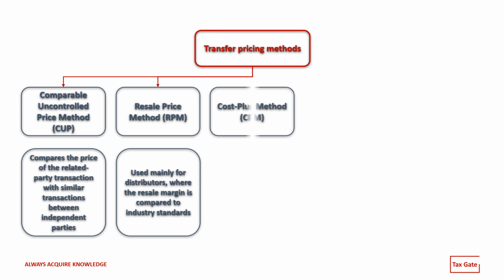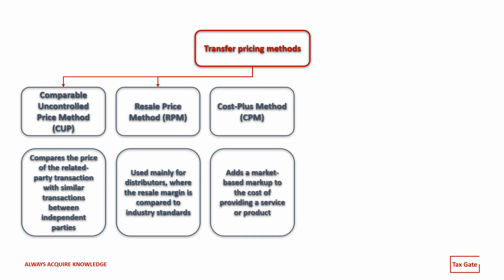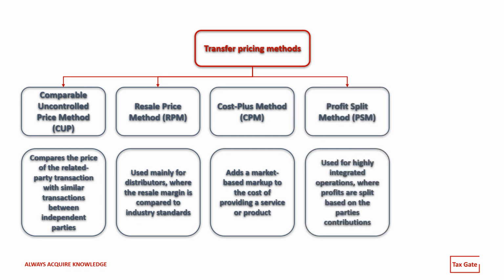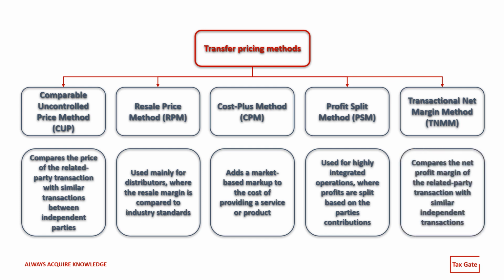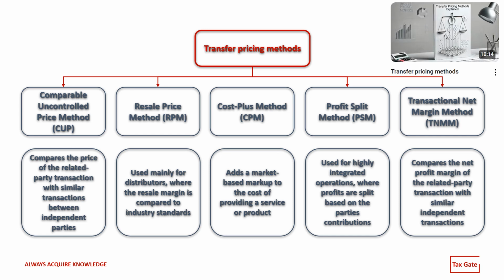The cost-plus method. This method adds a market-based markup to the cost of providing a service or product. The profit split method, used for highly integrated operations, where profits are split based on the parties' contributions. The transactional net margin method, and this method compares the net profit margin of the related party transaction with similar independent transactions. Choosing the right method depends on transaction type, available data, and industry standards. It is recommended to watch this video to dive a little bit deeper into each method.